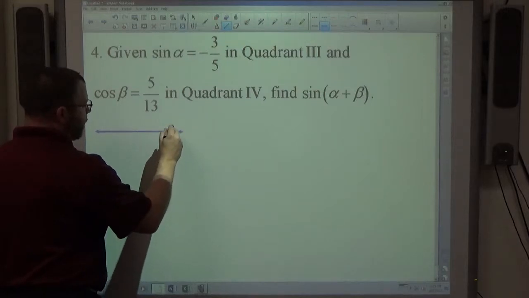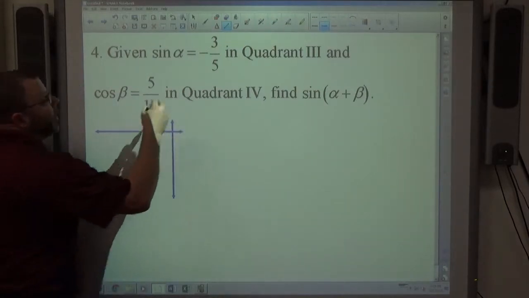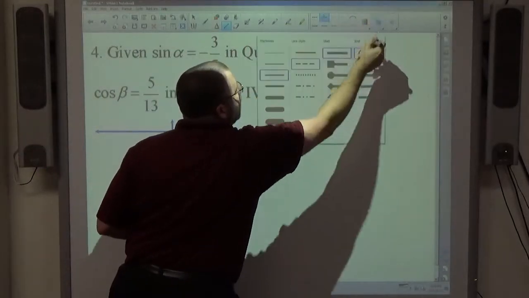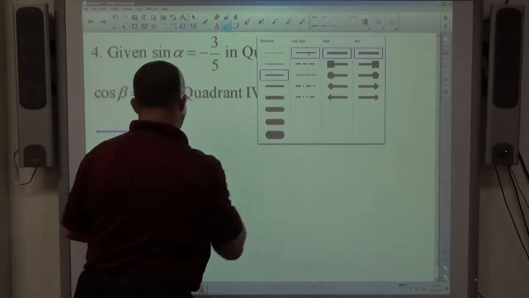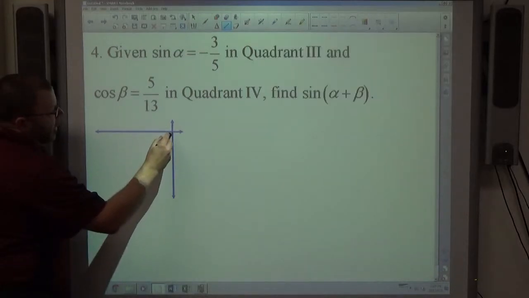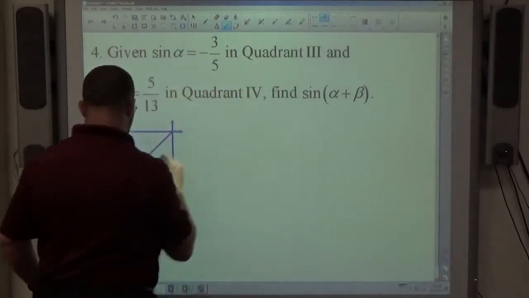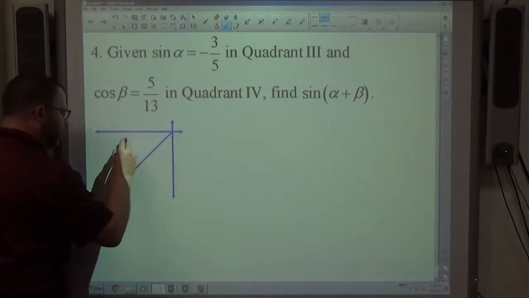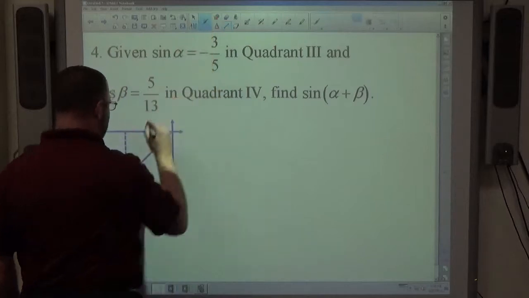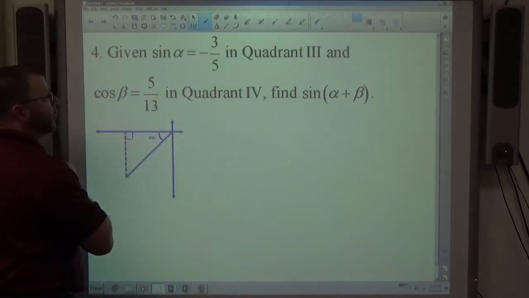So quadrant 3, I'm going to draw that. So quadrant 1, 2, 3, 4. Quadrant 3 is right here, the one I've really focused on. So negative 3/5 is sine, so let's maybe go like that. And then if I were to draw a line directly to the x-axis like so, at a right angle, alpha is right here in quadrant 3.